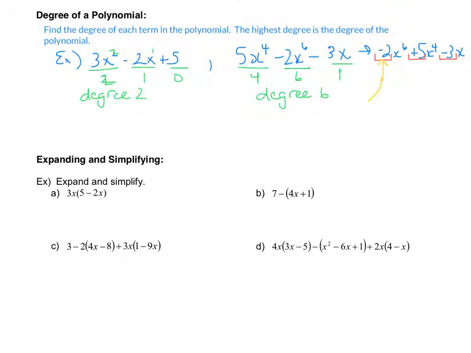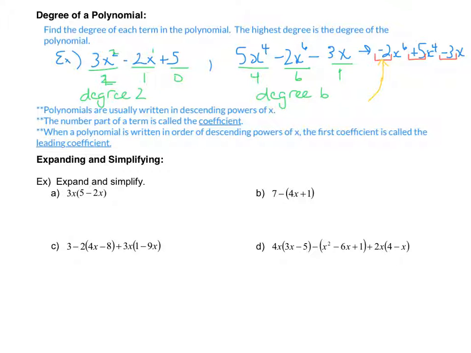All right, so I'm going to summarize those things down, and you should make sure that you also add them into your notes, even if it's on the next page or somewhere else in your notes. Just make sure it is written in there. Okay, so hopefully you've added that into your notes. Polynomials are usually written in descending powers of x. The number part of the term is called the coefficient. And when a polynomial is written in descending powers of x, the first coefficient is called the leading coefficient. And as you progress further in math, that leading coefficient tells us lots of things about the particular function that we're talking about. So that will come into play as time goes on.